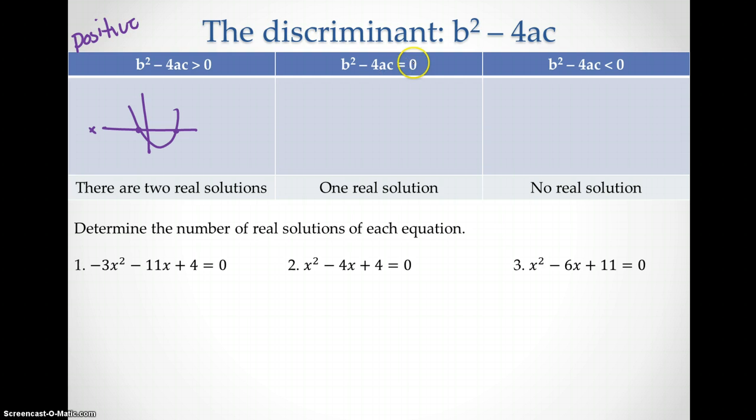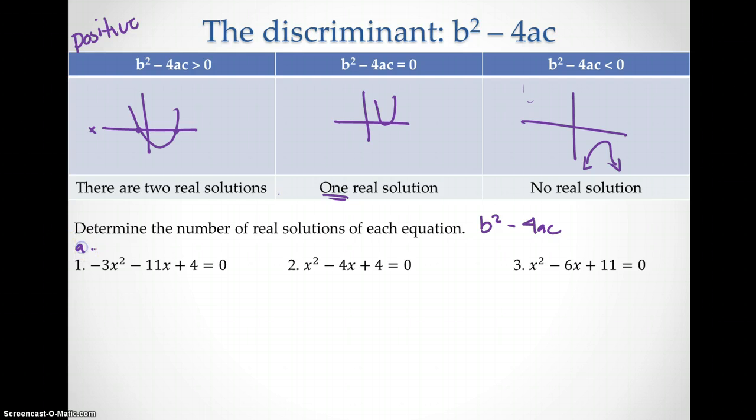If you get exactly 0, that means you would have exactly 1 real solution and your graph would hit 1 time. No solution means that it never hits. So it could be upside down instead, or it could be right side up, somewhere up here. Those are your 3 options. Now, remember, you only care about b squared minus 4ac, the part that's under the square root.